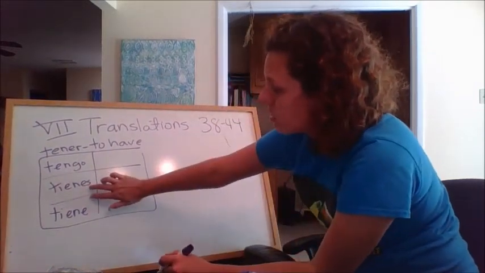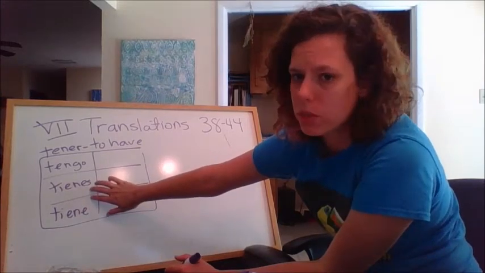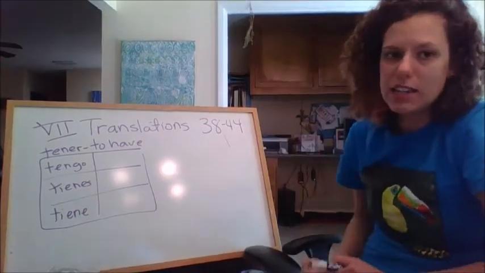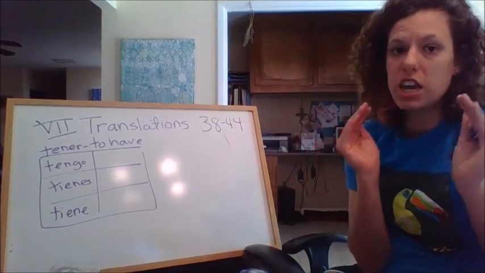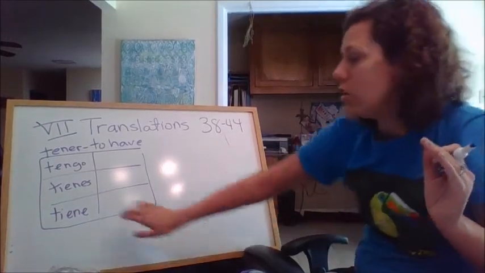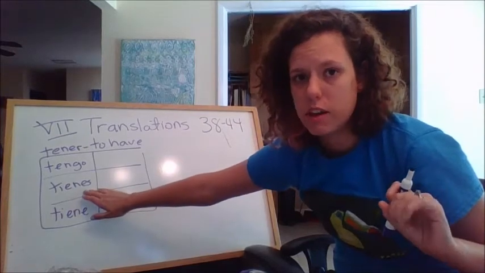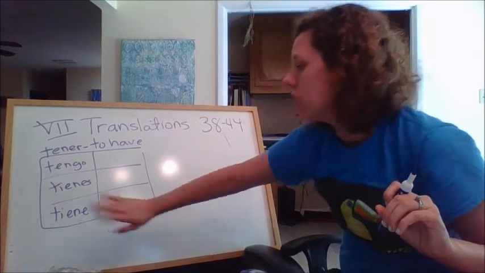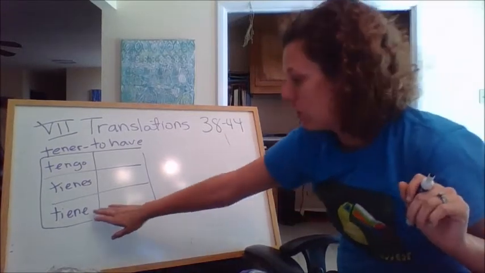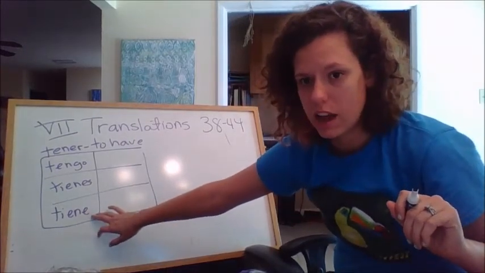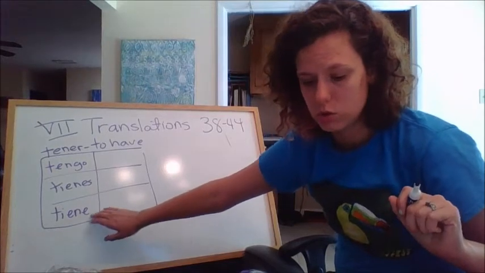Remember that both of these can mean you have, but if on the test it says you have, and then in parentheses it says informal, you have to use tienes, because remember, tú is informal. If it says you have, and then in parentheses it says formal, it's asking for tiene, because usted is formal.